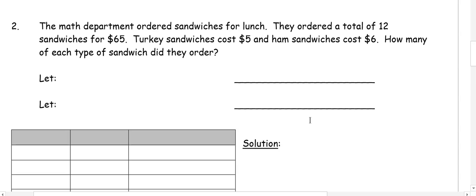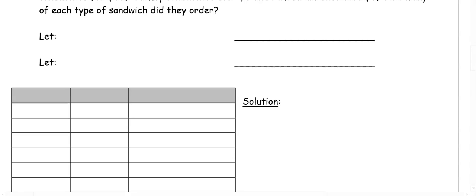In number 2, the math department ordered sandwiches for lunch. They ordered a total of 12 sandwiches for $65. Turkey sandwiches cost $5 and ham sandwiches cost $6. How many of each type of sandwich did they order? So our two types of sandwiches here are ham and turkey. So I'm going to have H for ham sandwich and T for turkey sandwich.